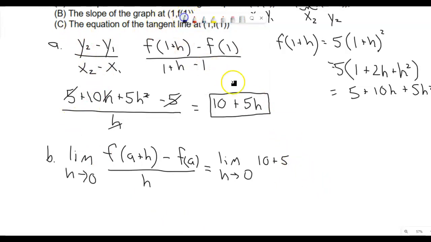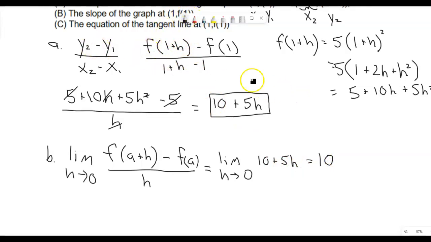Then remember, with the limit, if we can substitute and not get that indeterminate form, we go ahead and do that. So that's just plugging in the 0 for h, and you get 10 plus 5 times 0, which is just 10. So that is going to be the slope of the graph at 1, f of 1.